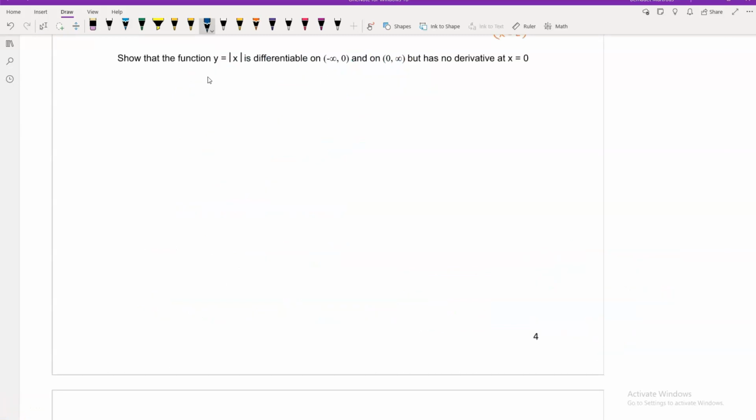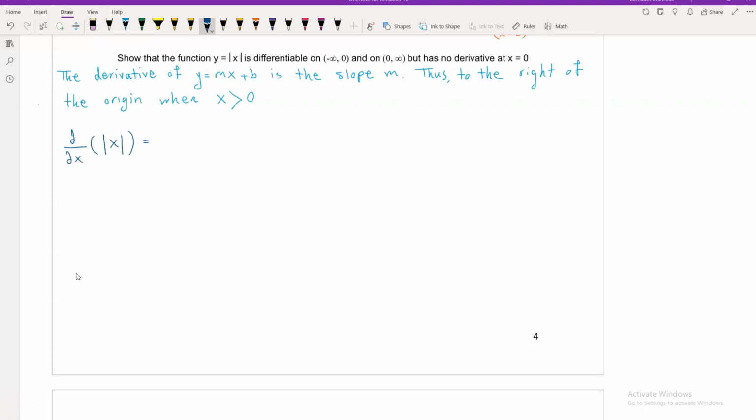Show that the function y equal to absolute value of x is differentiable on negative infinity, comma 0, and on 0, comma infinity, but has no derivative at x equal to 0. The derivative of y equal to mx plus b, that is the slope m. So to the right of the origin when x is greater than 0, finding derivative of absolute value of x, that is finding derivative of positive x.